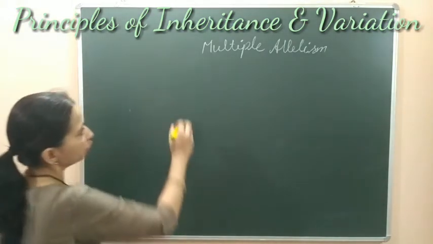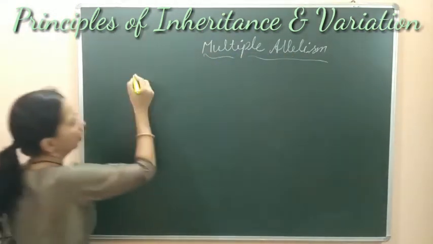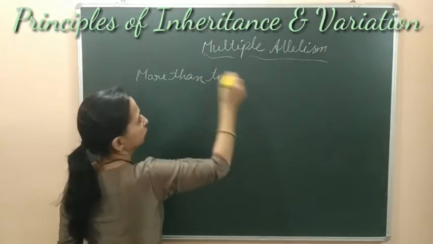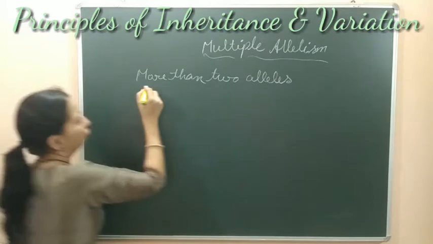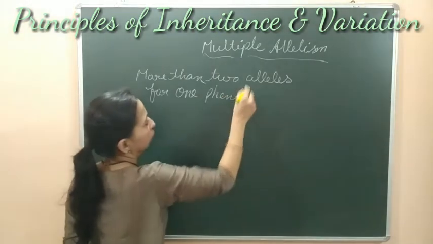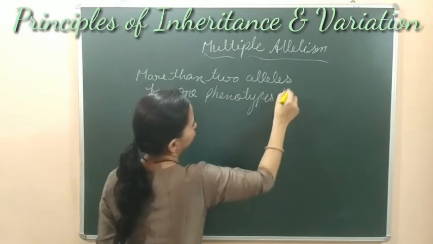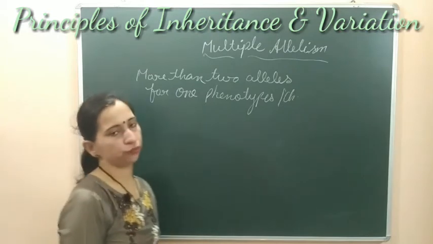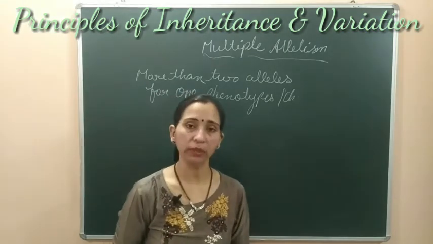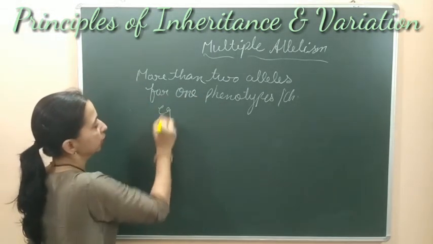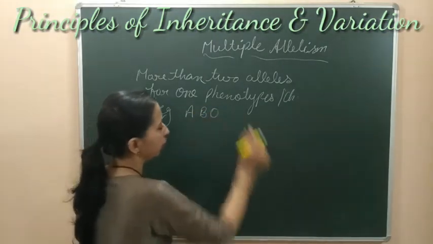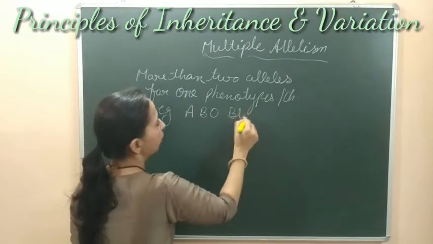So let's start. First we will write the definition. The definition is: more than two alleles for one phenotype or for one character. You can write character also. So if more than two alleles are present to control one phenotype or character, then it is known as multiple allelism. An example of this condition is the ABO blood group in human beings.